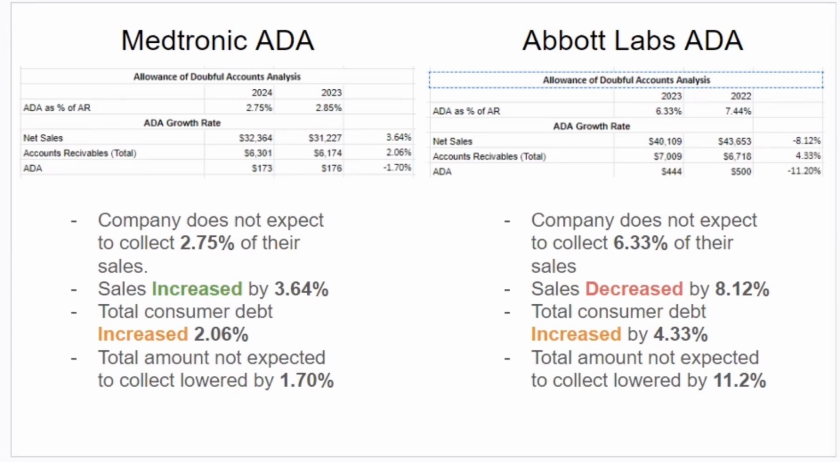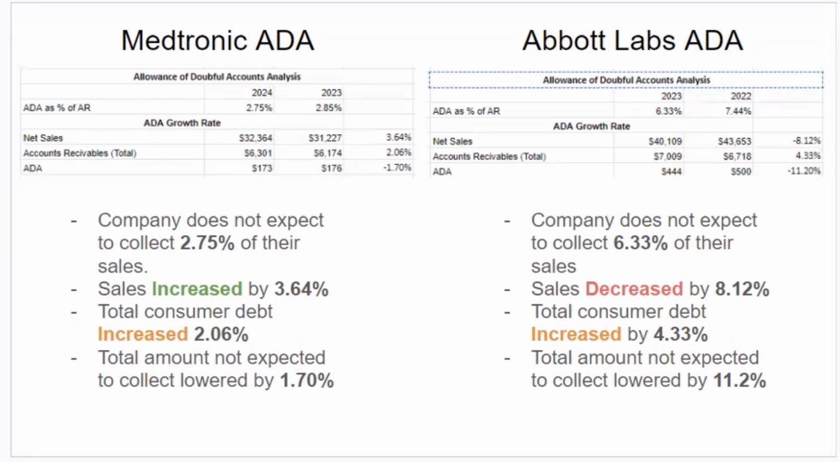And then as far as the growth rate goes, Medtronic sales increased by 3.64%. Total consumer debt increased by 2%. So they're giving out more. Maybe it's a reaction based on sales coming in as an increase. And then total amount I expect to collect lower by 1.7%. So again, they're collecting more and expecting less of not receiving the amounts they're giving out.